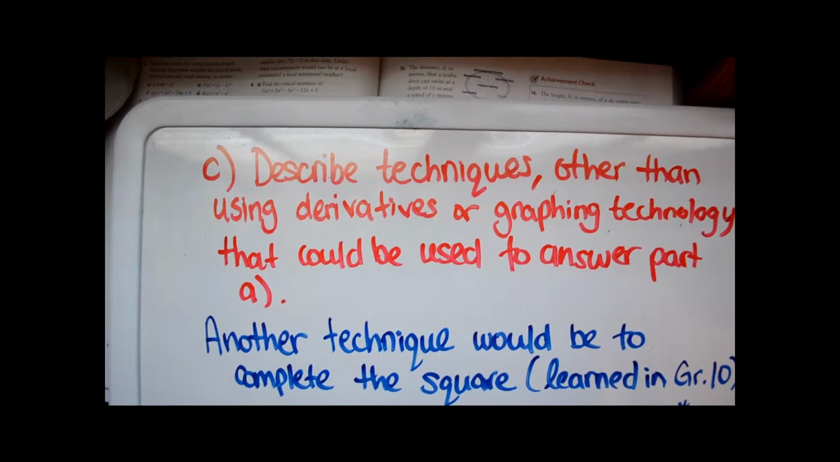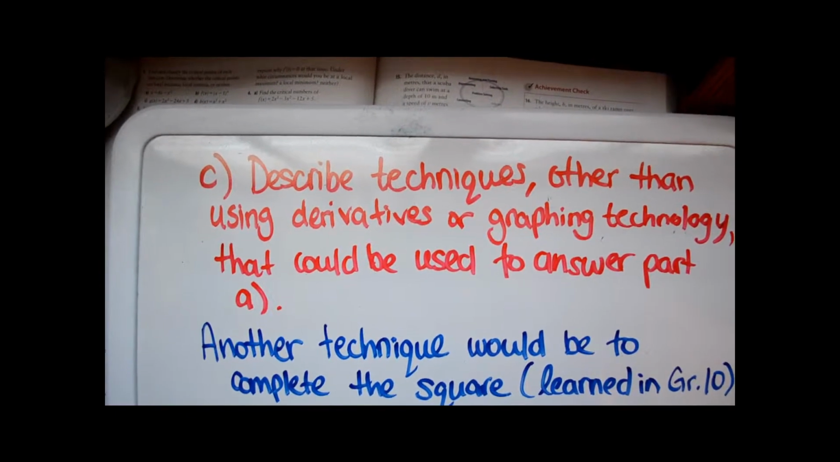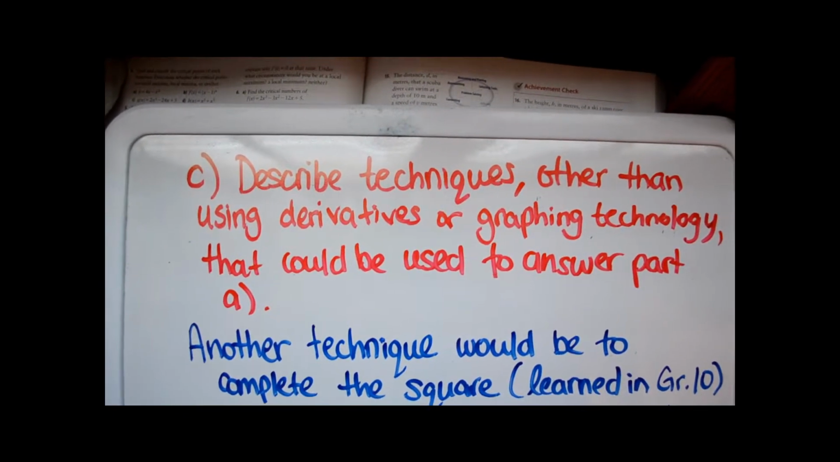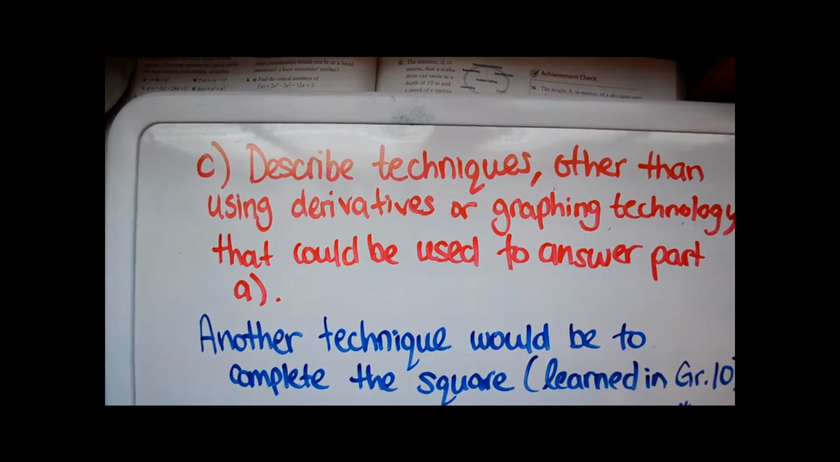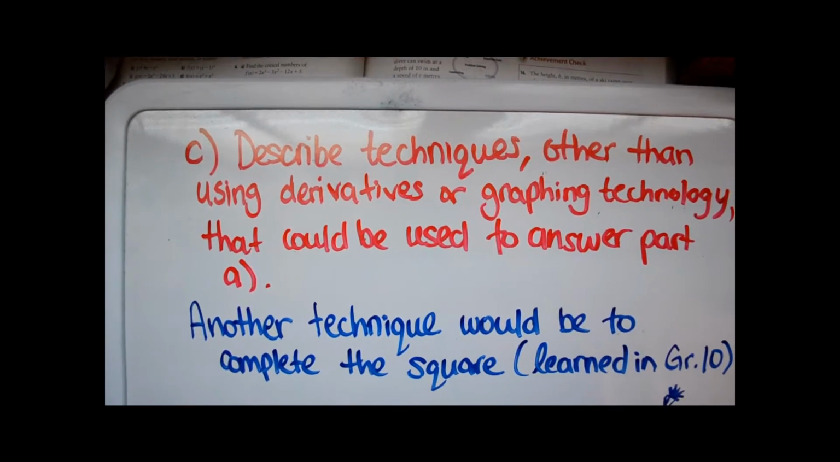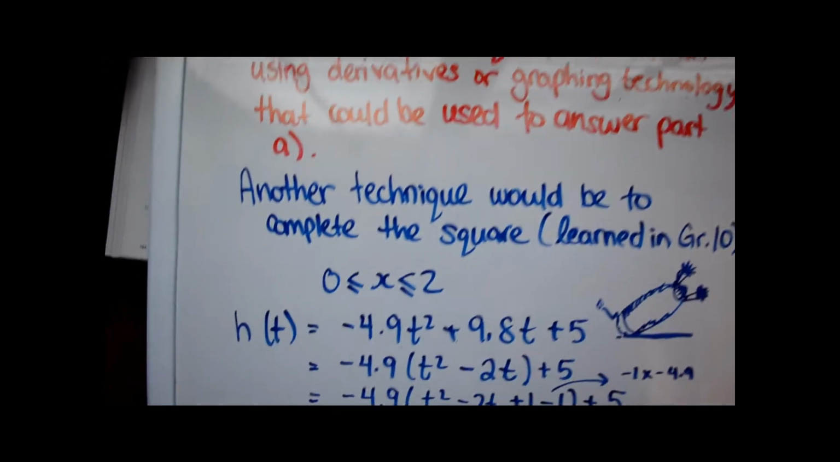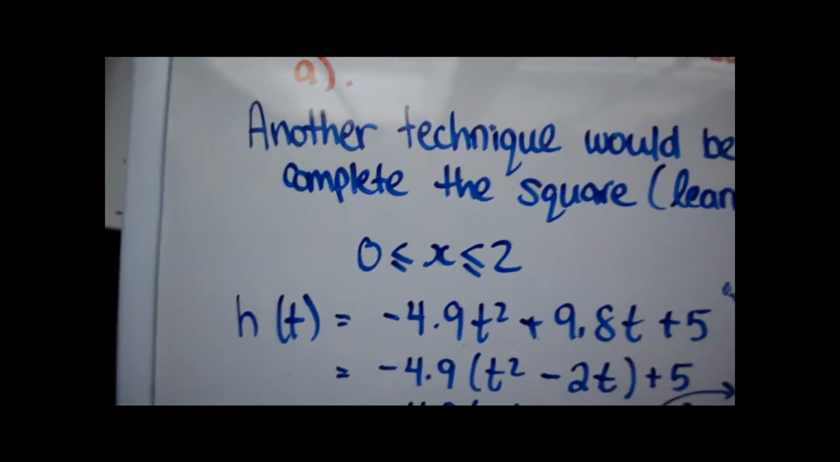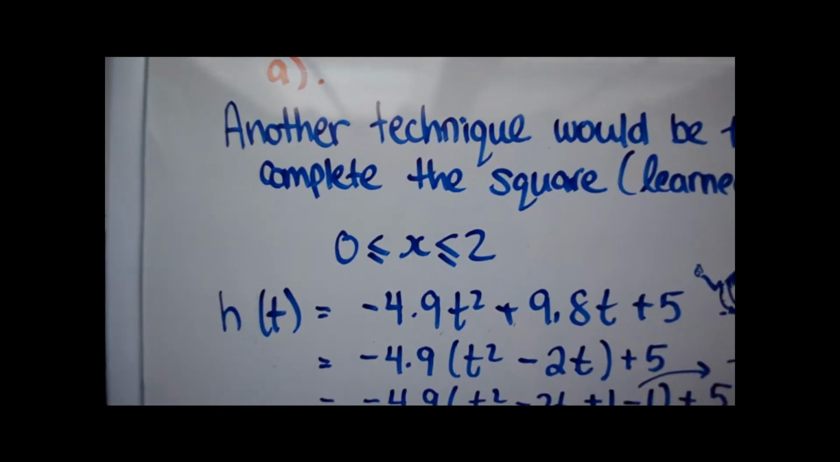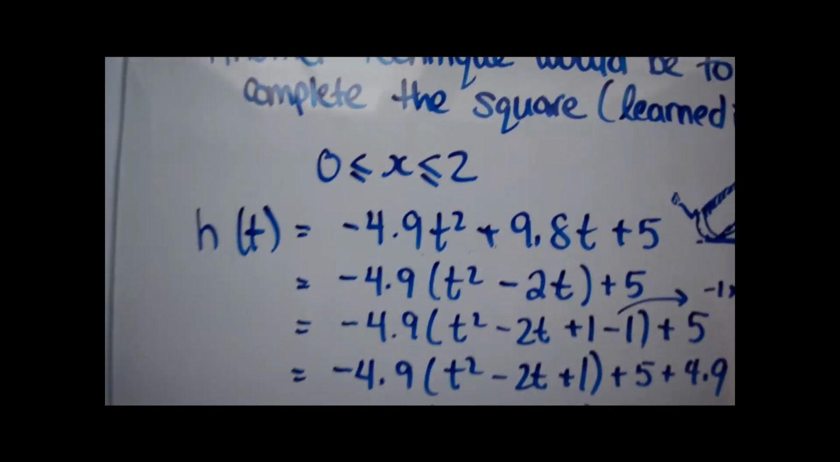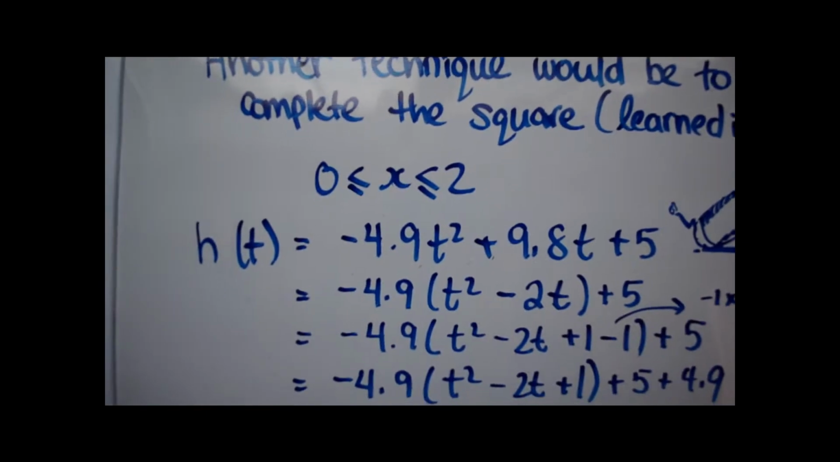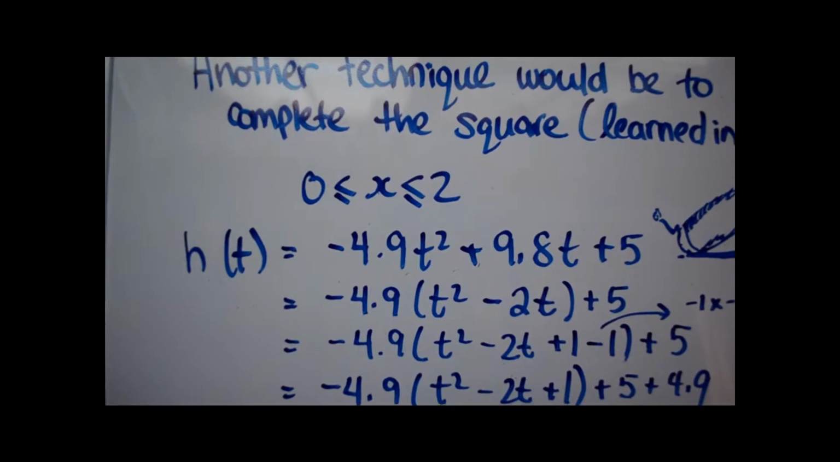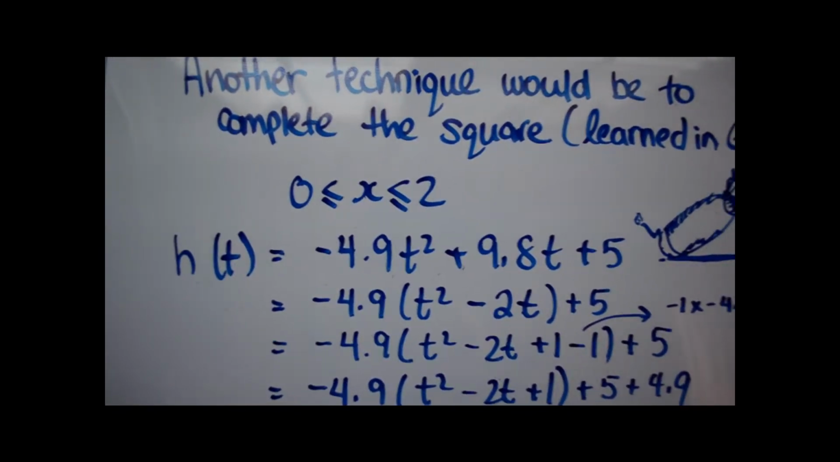Part C asks us to describe techniques other than using derivatives or graphing technology that could be used to answer Part A. Another technique would be to complete the square, which we learned in grade 10. The range is 0 is less than or equal to t, which is less than or equal to 2. Therefore, the original h at t equation is negative 4.9 t squared plus 9.8 t plus 5.